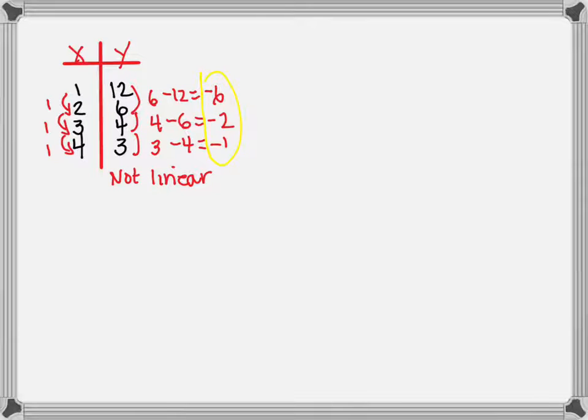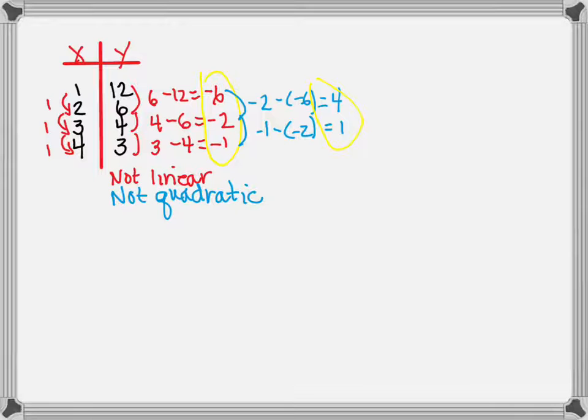Let's look at our second differences. So from negative 6 to negative 2, we'll look at negative 2 minus negative 6, which equals 4. From negative 2 to negative 1, we have negative 1 minus negative 2, and our difference is 1. And here we see that our second differences are not constant. So that means that this is not quadratic. So because right now we're only looking at linear and quadratic and it's neither of those, we would say that this is neither. In the future, we'll learn to distinguish another possible relationship as well.